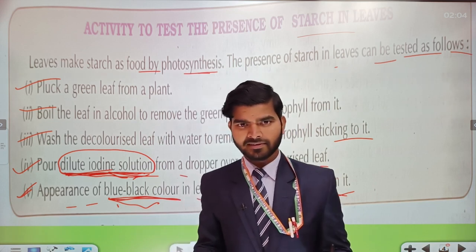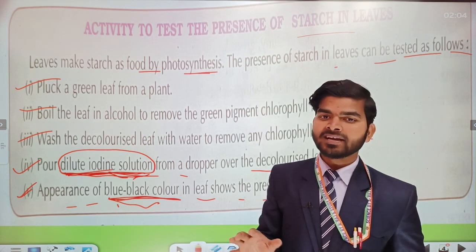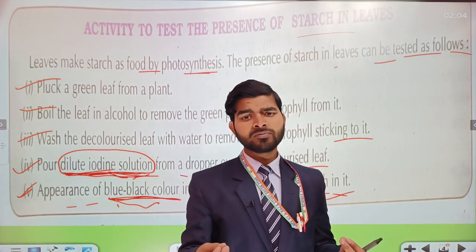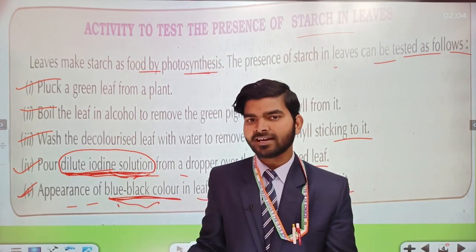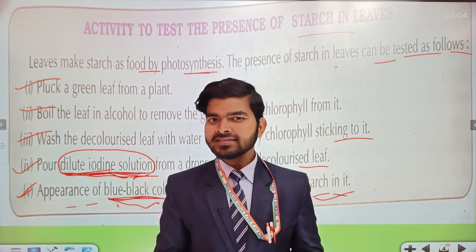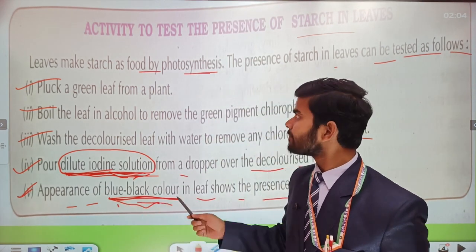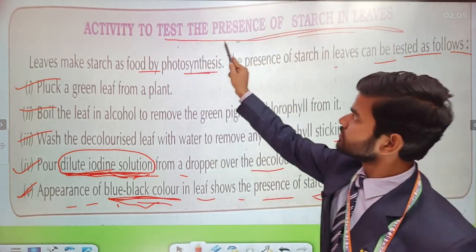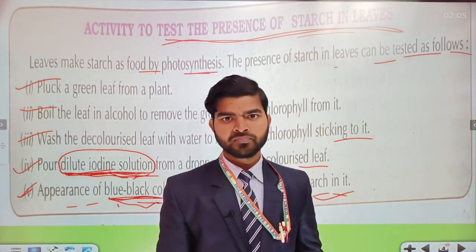All clear? And if blue-black color is not appearing over that leaf, that means there is no food-making process, or photosynthesis, taking place. So that's why the starch is not present in that leaf. All clear? Say yes. Obviously yes. So in this way we can test the presence of starch in the leaves. By doing this activity you can test it.